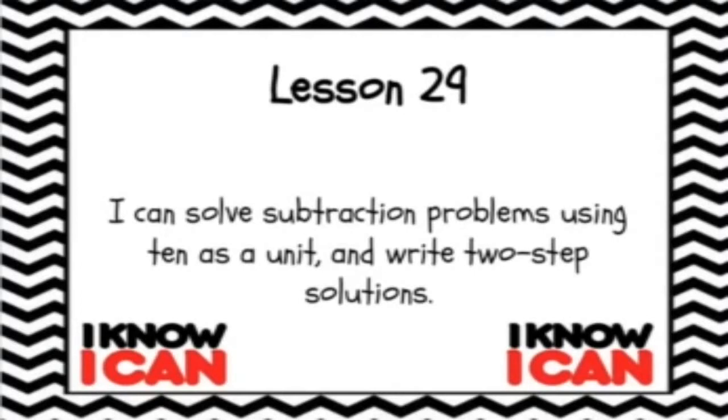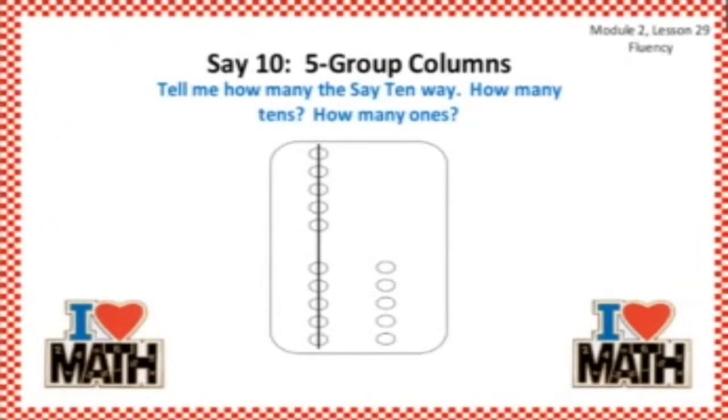It says I can solve subtraction problems using 10 as a unit and write two-step solutions. So let's go right into that. Now we have the 5-group columns forming the 10 and some ones. When we see a picture, we're going to see the number the say-10 way. Are you ready? And also the number of 10s and the number of ones.